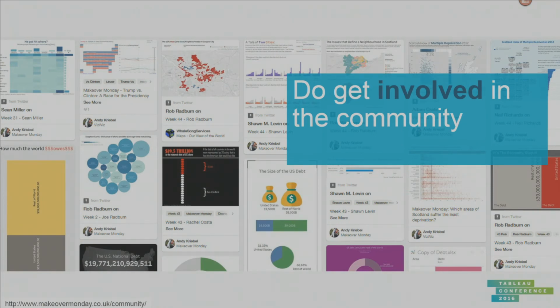There are so many things you can do. This is a screenshot of Makeover Monday's Pinterest board, or part of the Pinterest board, a brilliant community-driven initiative where you can visualize a data set that gets pushed out every, depending where in the world you are, Sunday evening to Monday morning.